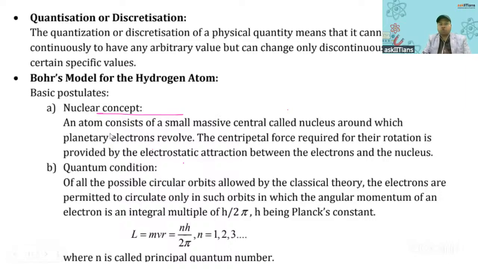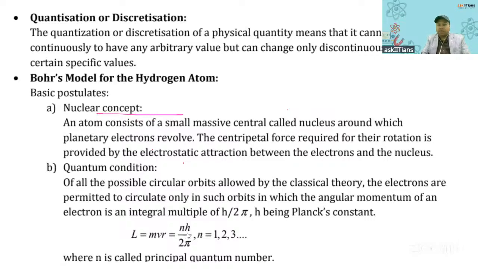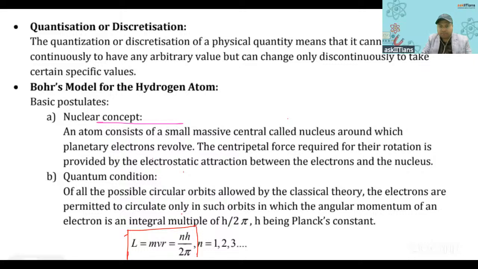You see here, Bohr's postulates are important. That question comes every year, the postulates of Bohr's model, for 2 marks or even 1 mark. So what is the quantum condition? The angular momentum of an electron must be an integral multiple of h by 2 pi. This formula is important. And what is the angular momentum? It is mvr. So mvr is equal to nh by 2 pi.